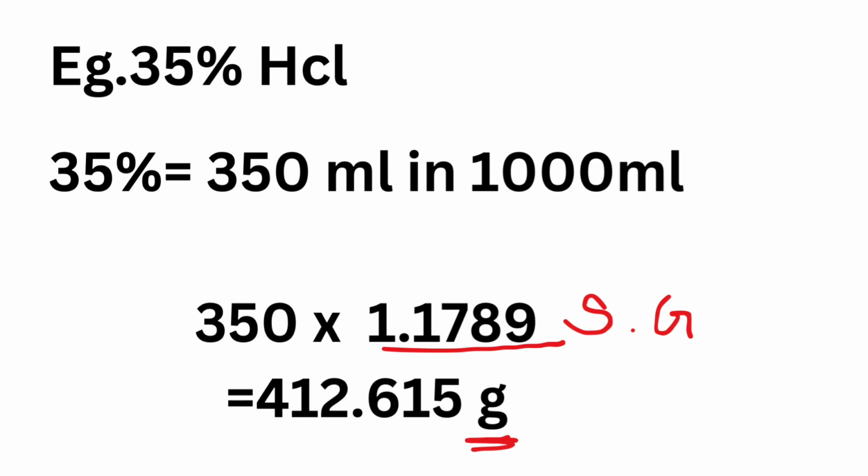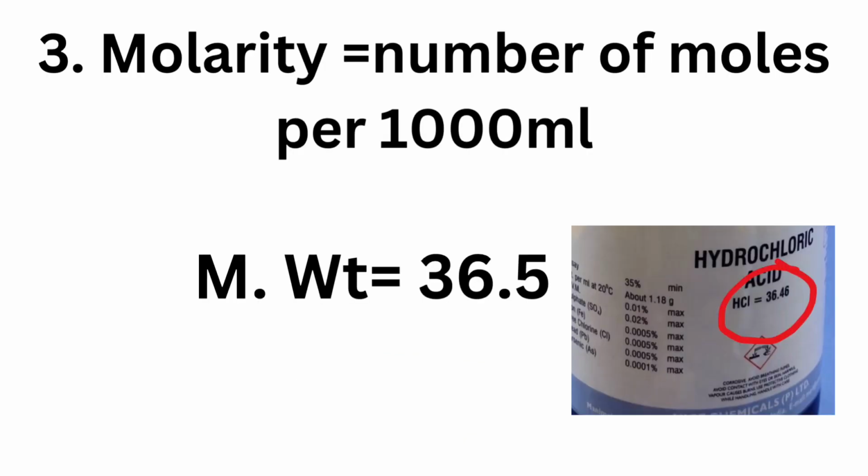What we are going to do is multiply the strength into the specific gravity to get the weight in grams. So we will multiply 350 into 1.1789, that is the specific gravity. Remember, if your bottle is having 32% strength, then it would be 320 ml in 1000 ml. Then you will multiply 320 into 1.1789. So I've taken an example of 35% again, so I'm going to multiply 350 with the specific gravity and get the weight in grams. But now ours is a liquid, so we obviously cannot weigh in grams. So what we will do, we will go for the molarity.